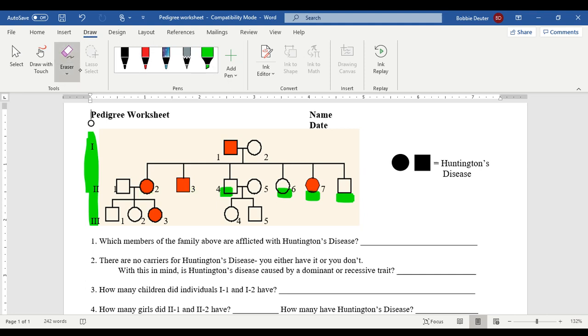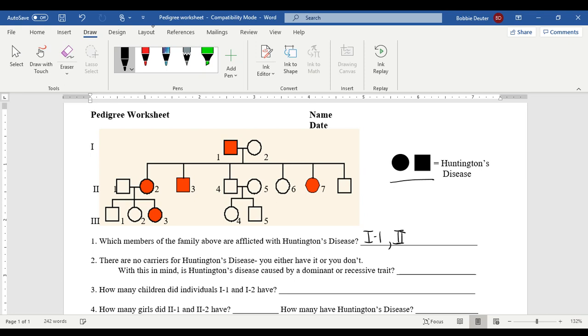We can also see that we have some people that are afflicted and some people that are not. So let's look at who has this. If you have Huntington's disease, you are going to be shaded. And if you do not have Huntington's disease, you will not be. So the first question says, which members of the family above are afflicted with Huntington's disease? It's pretty easy. Generation 1, person 1 has Huntington's disease. In generation 2, Roman numeral 2, persons number 2, 3, and 7 all have Huntington's disease, and in generation 3, person number 3 has Huntington's disease.